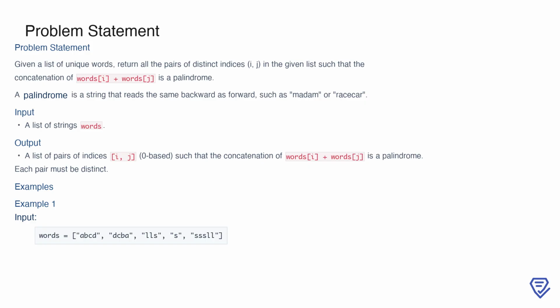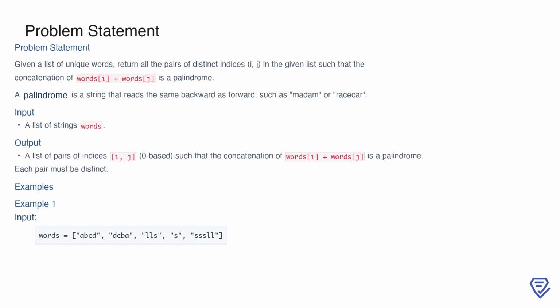Let's dive in. The problem asks us to find all pairs of distinct indices in a given list of unique words, such that when we concatenate the words at those indices, the resulting string is a palindrome. A palindrome, as you might recall, is a string that reads the same forwards and backwards, like madam or racecar. For the input, we are provided with a list of strings called words. The output should be a list of index pairs that satisfy the palindrome condition, where each pair is distinct and represented as i, j, in a zero-based index format.